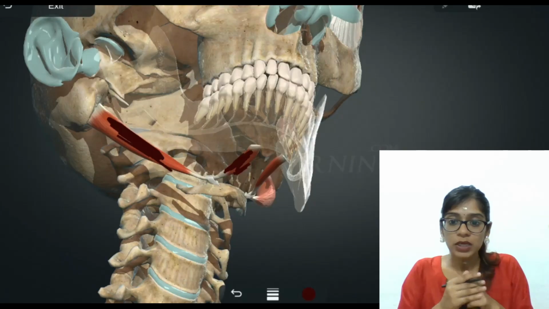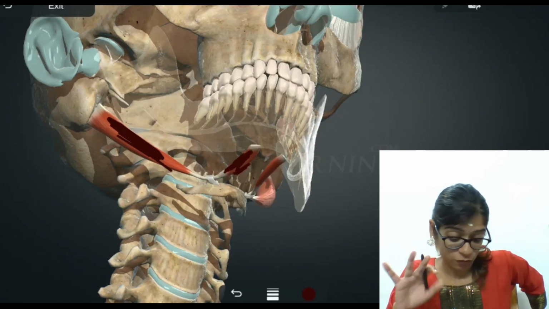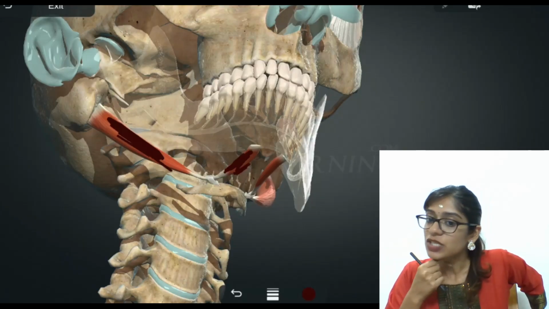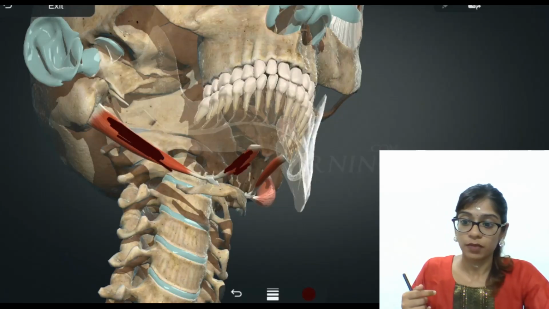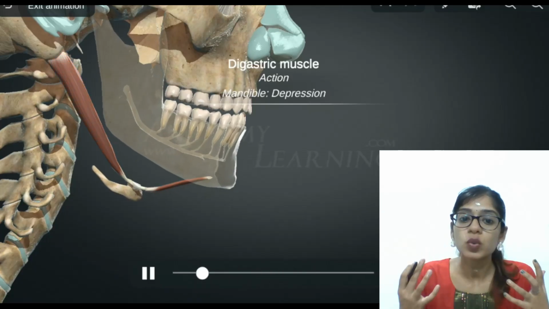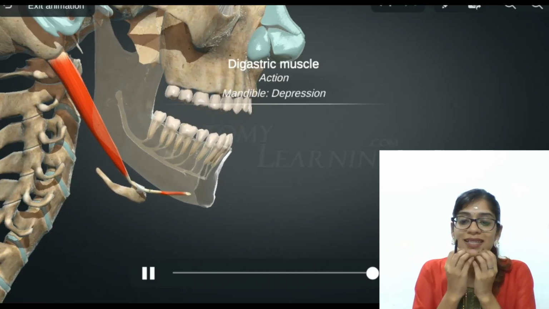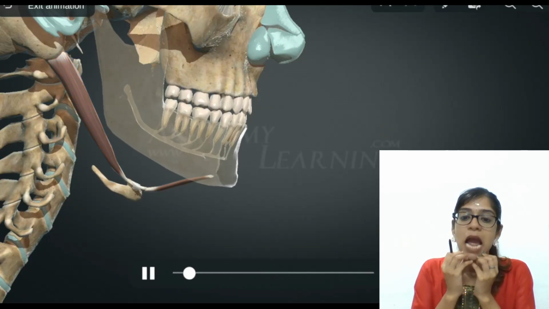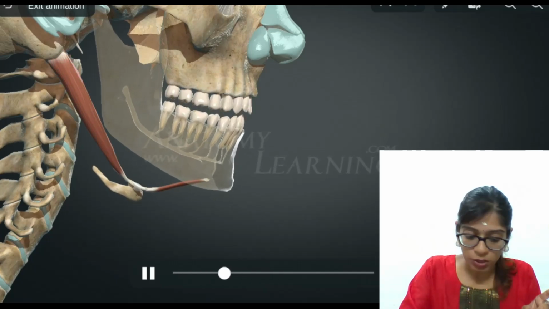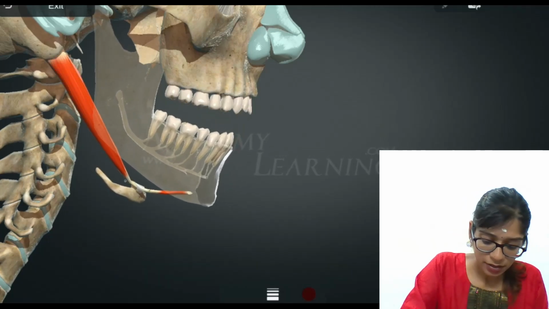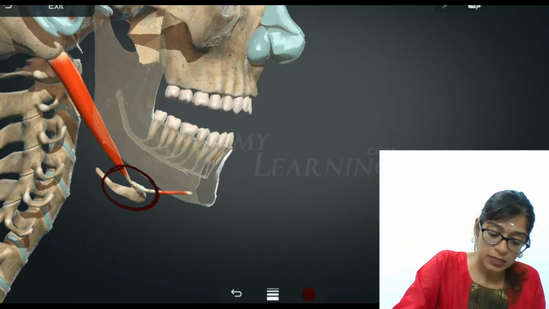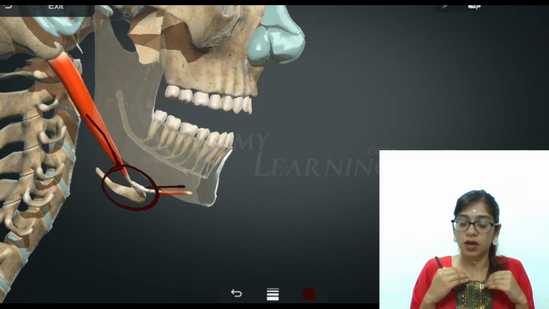Now they have asked you the nerve supply, but before telling you the nerve supply, tell me what is the function? Why do we need the digastric muscle? Look here. What does this muscle do? The action of the digastric muscle is depression of the mandible. And there is one more function. Can you appreciate which bone this is? Hyoid bone. So this muscle also causes elevation of the hyoid bone.